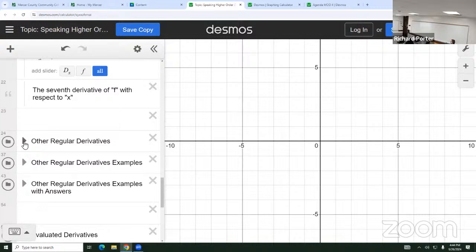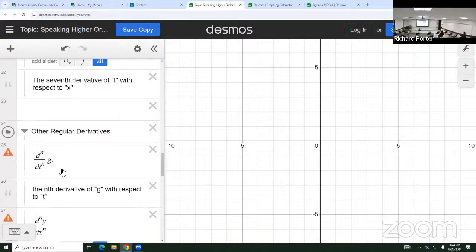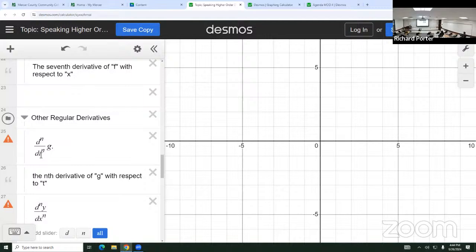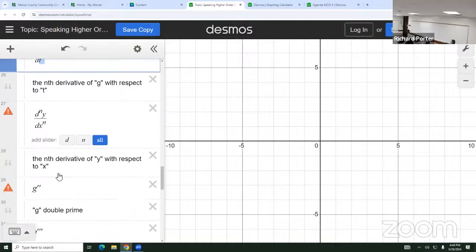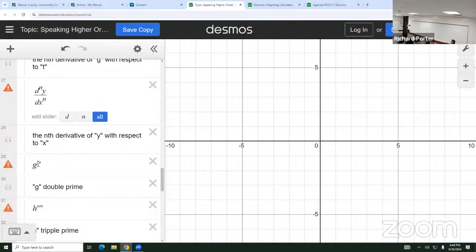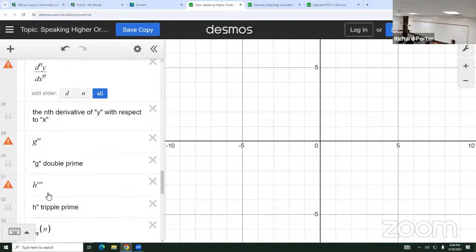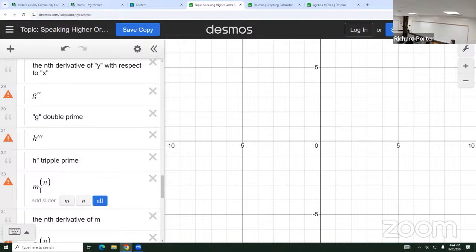Other regular derivatives. You could take them with respect to other variables like t. It's still the nth derivative of g, but with respect to t. The nth derivative of y with respect to x. You could also say g double prime if you want. You could say h triple prime. If you write any function m raised to the nth in parentheses like that, it means the nth derivative of m.